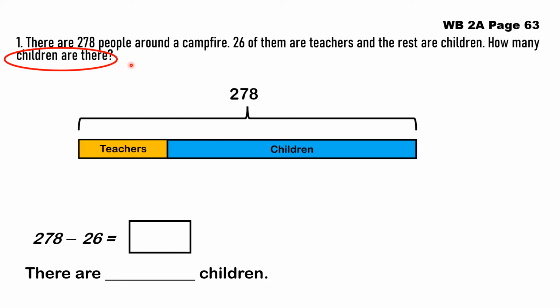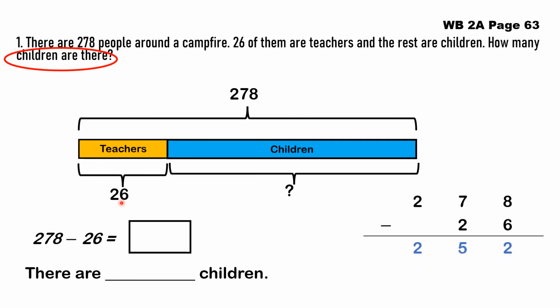So we have teachers and children. The total number of teachers and children is 278 and 26 of them are teachers. So how do we find the number of children? We have to subtract. Okay, so 278 minus 26, you get 252. So you write down in the blank 252. So there are 252 children.